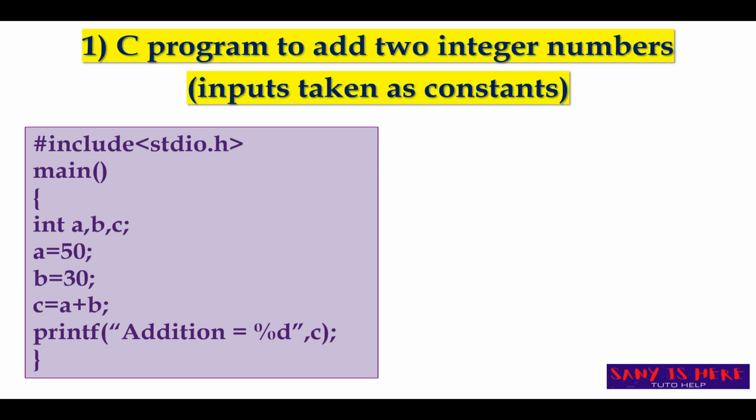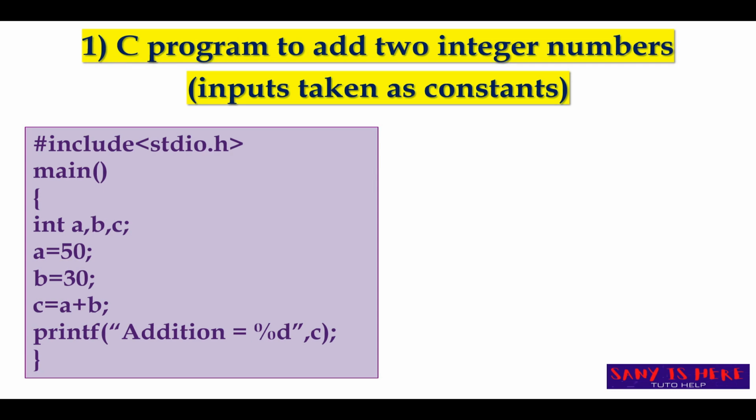And the next line is A is equal to 50, which means in A we are storing 50. B is equal to 30 means in B we are directly storing 30. We are not choosing any other numbers. Directly we are using constants. 50 is a constant, 30 is a constant. And how to add? C equal to A plus B. This is the formula to add.